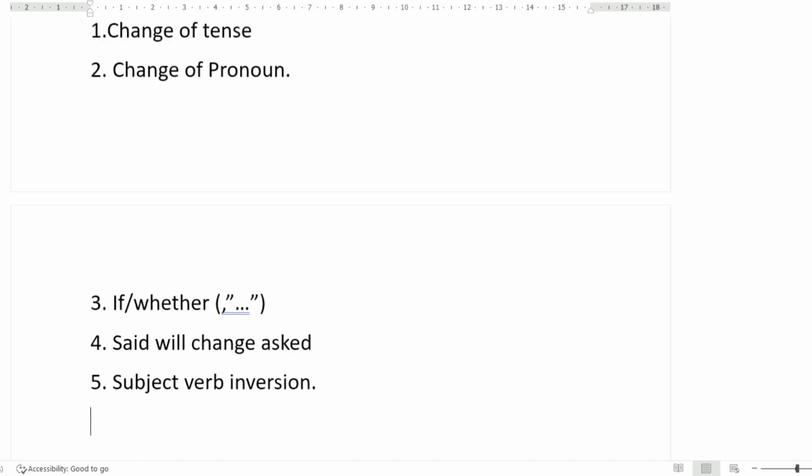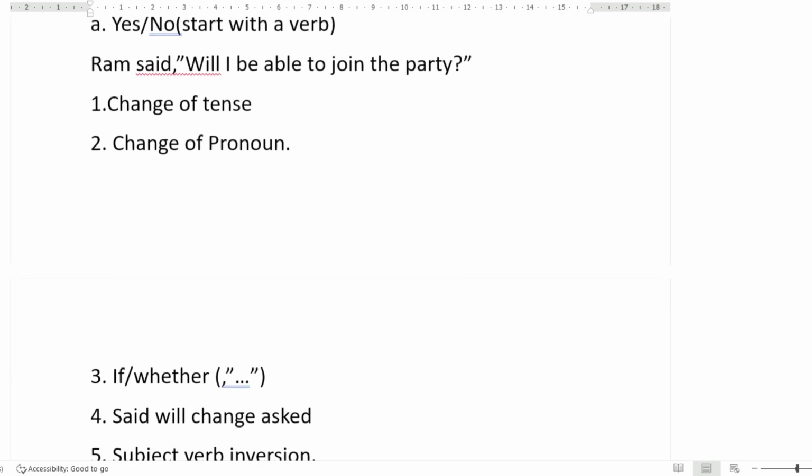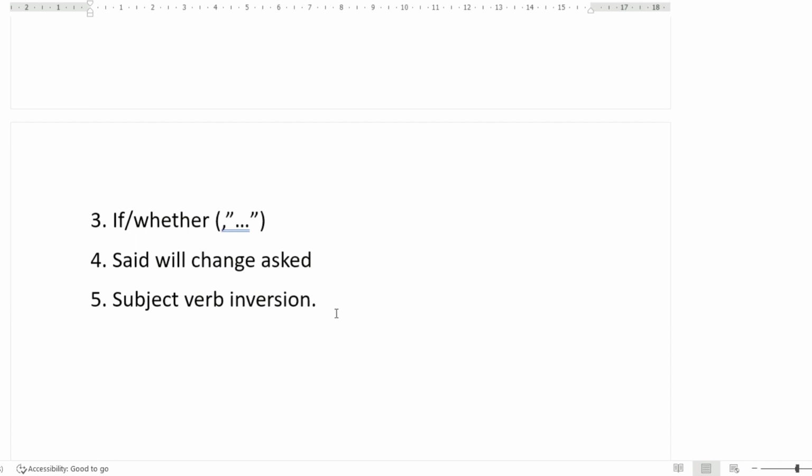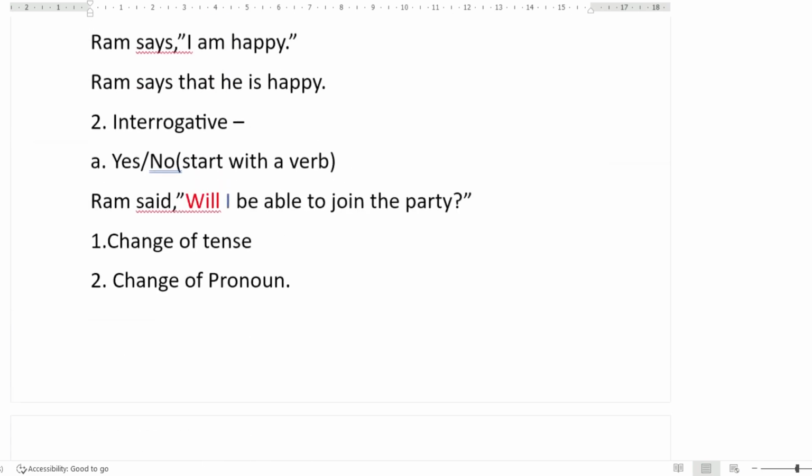Subject verb inversion. What do I mean by subject verb inversion? I will show you right now. Now look at this sentence. Ram said, will I be able to join the party? In this sentence, will is a verb, and I is the subject of the sentence. So when I am asking a question, verb is coming before the subject, but when I write the answer, the subject will come before the verb.